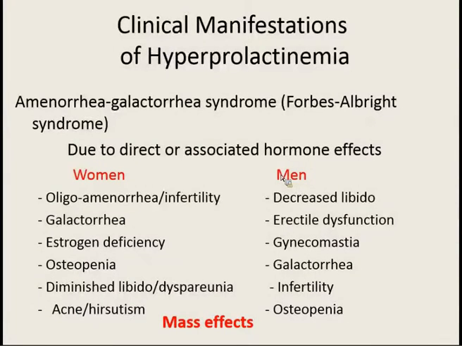So manifestations of hyperprolactinemia: women come in with very small tumors because they have a built-in laboratory with their monthly menstrual cycle. Men wait till the very last minute. They don't tell people that they're feeling crummy and have decreased libido.